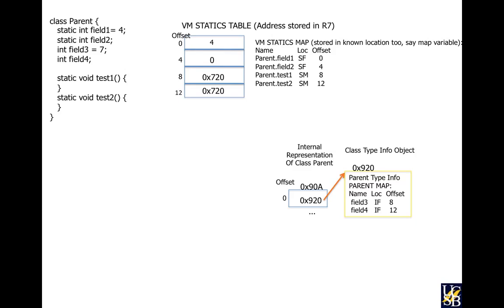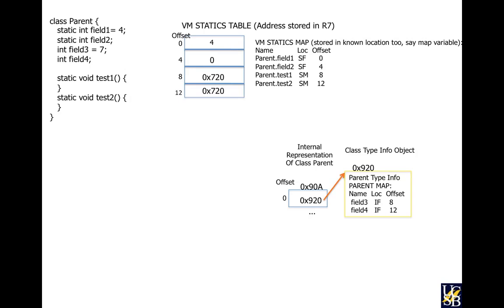Down below on the right, we show you the internal representation of the class. So all of the static fields and methods for parent go in the statics table, but we still need an internal representation of the class. The layout of this internal representation is the class model. Similarly to the statics table, we have the internal representation of the class parent, and we also have a map. The first word of the internal representation of class parent is an address to this map.